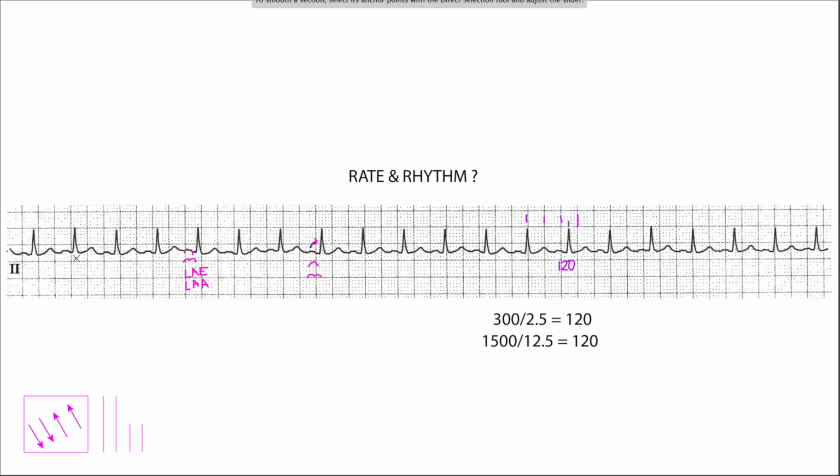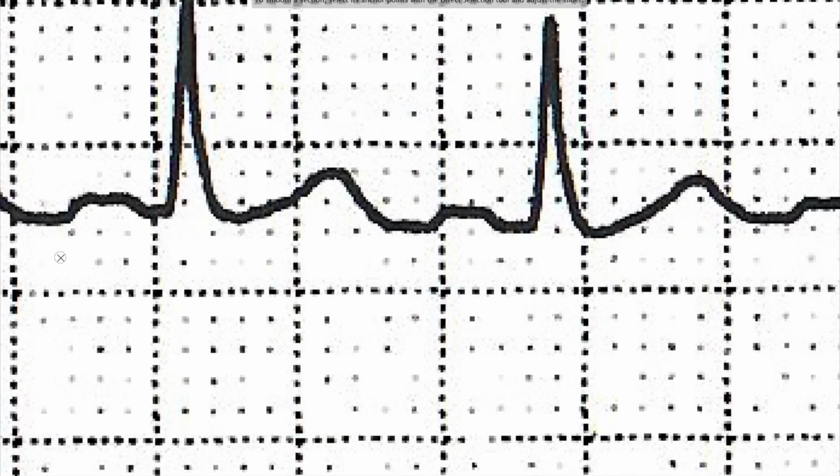Let's take a look at another one. Let's take a look at this one. So from here, here's 1 box, 2 boxes, almost 3. So yes, we indeed could be looking at potential left atrial enlargement.